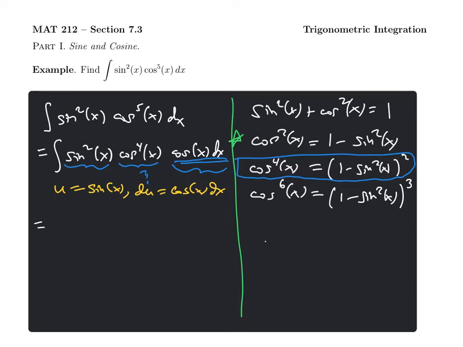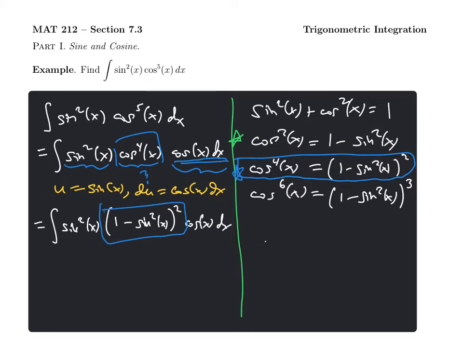Before I actually do the substitution, I'm going to take one more step where I rewrite cosine to the fourth as 1 minus sine squared, squared. And then I still have cosine x dx. So all I've done here is rewritten this as this using that fact. Now it's the case that everything in this integral, sine squared becomes u squared from the substitution.